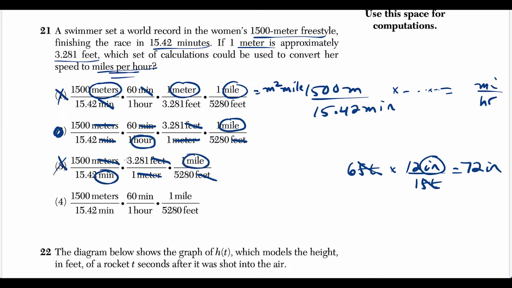So this one's gone. And now when we look at the last answer choice here, we have meters over feet. So this one here, minutes cancel. But then our units at the end would be meters, miles over hour, feet, which is not miles per hour. So this one's out. Definitely choice 2.